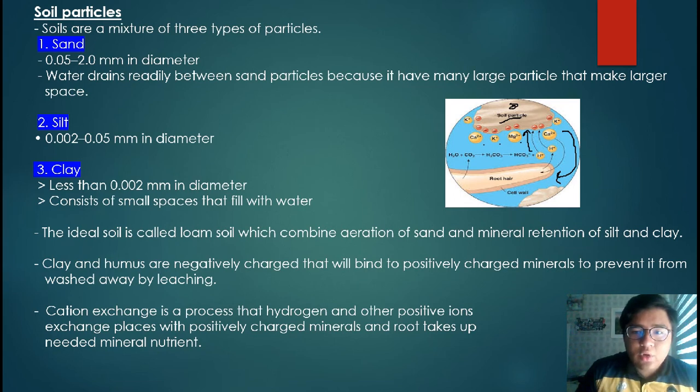Okay, so in simple sentence, the hydrogen from the plant will bind to the soil particle, and the positively charged mineral at the soil particle will go to the root, will be taken up by the root. Okay, so that's why cation exchange is important for the plant to obtain mineral nutrients that are positively charged. Okay, so that's all from this slide. So move on to the next slide.